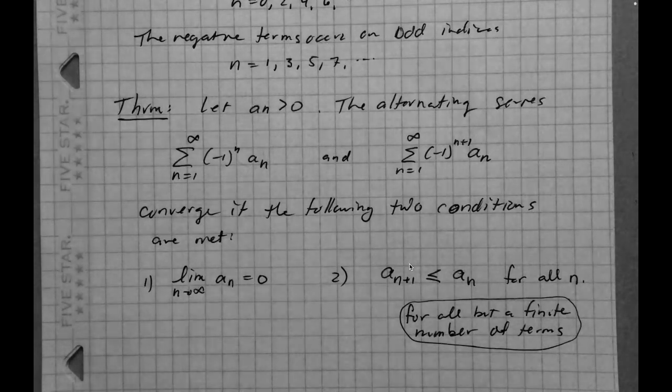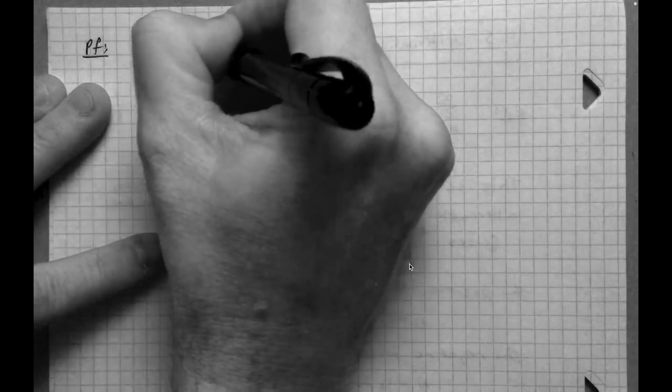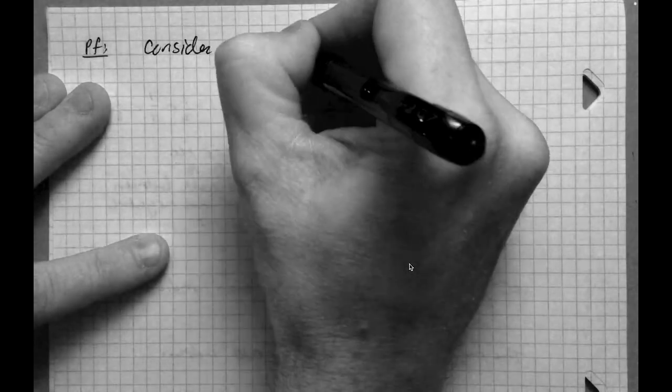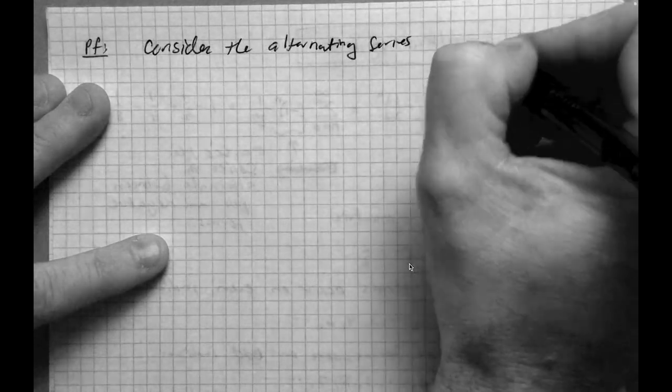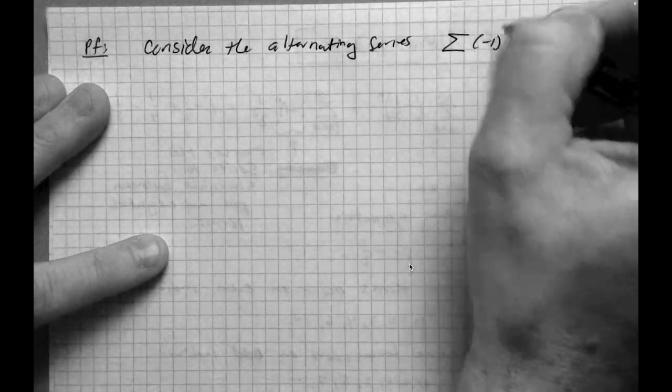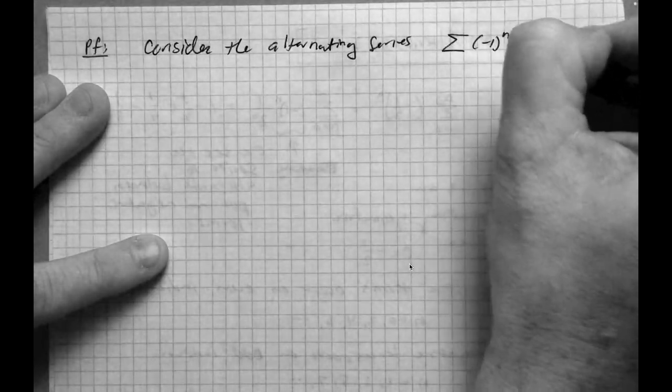Okay, so let's go ahead and prove this. We can prove this theorem. It isn't too difficult. It requires a little bit of algebra and some reasoning, but it is not beyond the scope of calculus 2. So let's take a look at it. Let's consider the alternating series, and we'll just write it like this: the sum of negative 1 to the n plus 1 times a sub n.